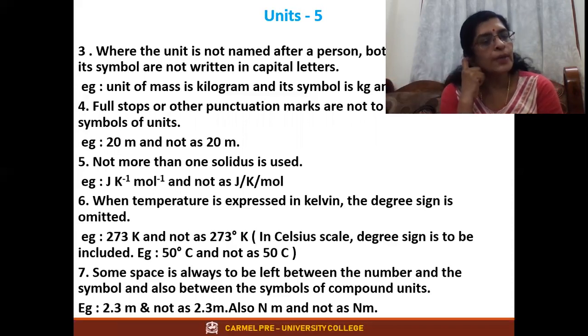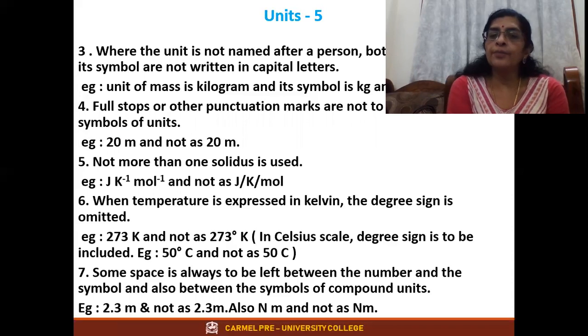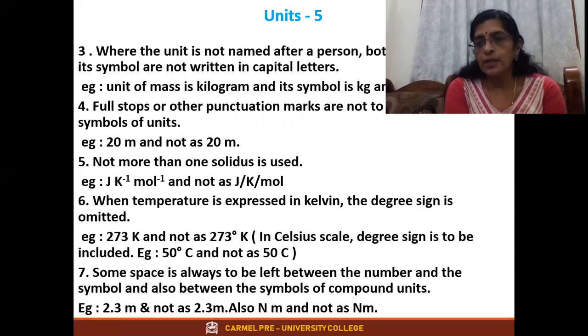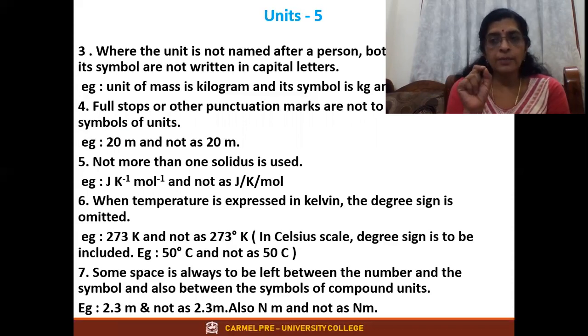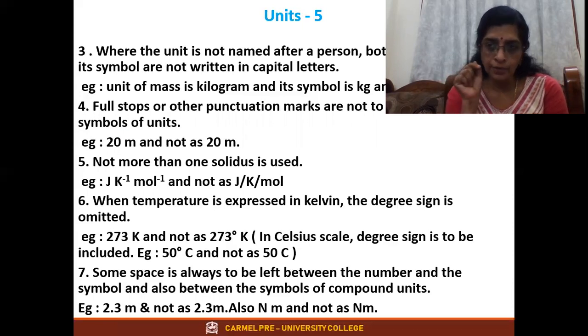Okay. Fourth one is full stops and other punctuation marks are not to be written. What we do now, 10 centimeter, one dot we'll give, right? That full stop or punctuation, nothing should be there. Okay. 20 meter means 20 meter, there is no dot there.